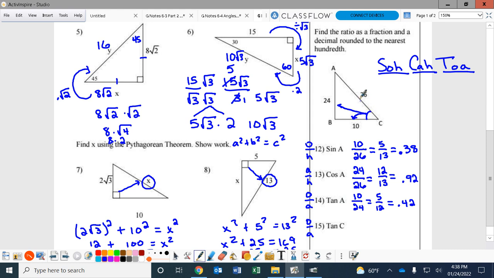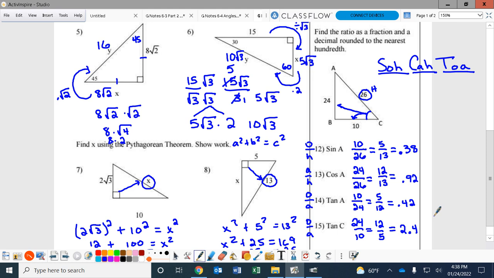Again, I know it's not the 26 because that's the hypotenuse. The hypotenuse is always the hypotenuse. This one is opposite, this one is adjacent to C. So it's going to make it 24 over 10, which is going to make it 12 over 5 as a reduced fraction, which as a decimal would convert to 2.4.